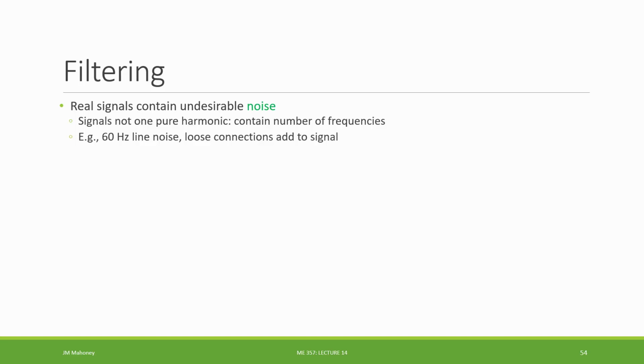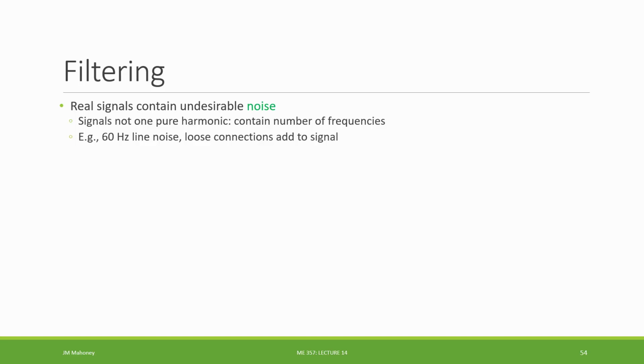So let's say we're trying to measure the position of our object, and it's a nice sinusoid that we're trying to measure. Well, the voltage reading that's going to come out is not going to look like a perfect sinusoid because the real signal is going to contain a number of frequencies. It's not only going to contain the one we're trying to find, which is the actual position of the object.